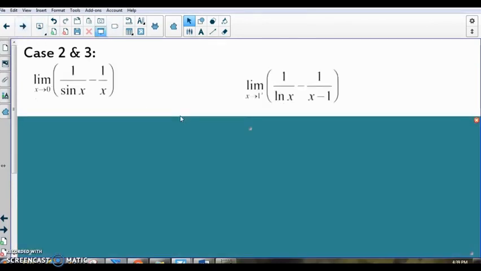Okay, 2 more case 2 and 3 problems, which I am going to just show you the work. And what I want you to do is pause the video and look at how I did the problems so that you can solve the problems on your own.